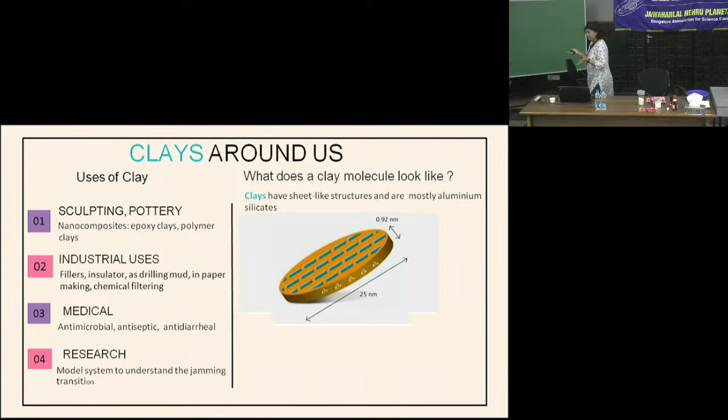Charge anisotropy, in the sense that there are negative charges on the surface and positive on the edge. Now I'm not telling you all the details. The charges depend on the pH, especially the charges on the edge. So we are really looking at alkaline pHs here.